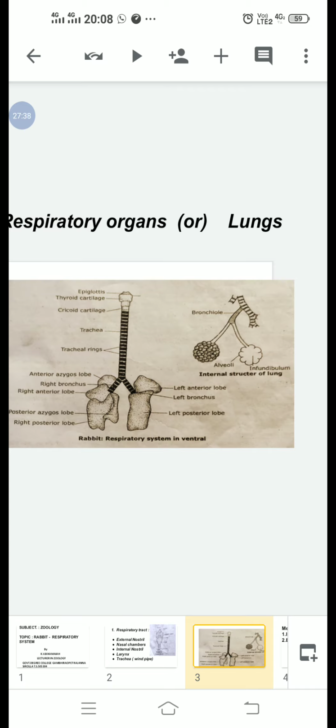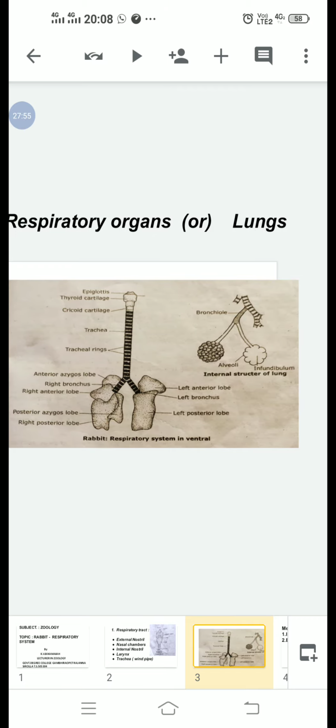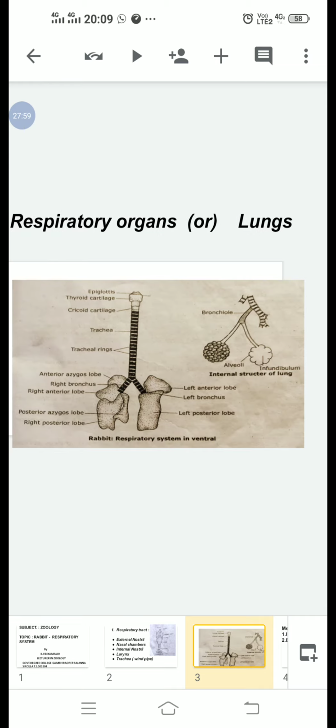And next is the mechanism of respiration. Respiration is the taking in of oxygen and giving out of carbon dioxide. It occurs in two stages, inspiration and expiration. Respiration is brought about by the diaphragm and the intercostal muscles.